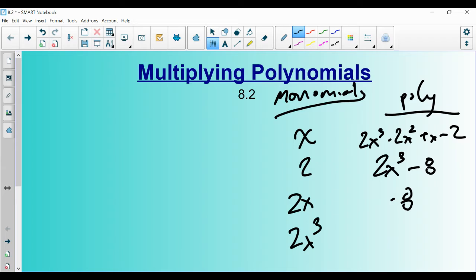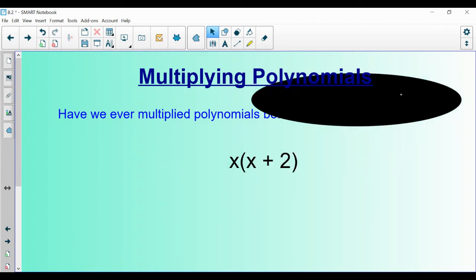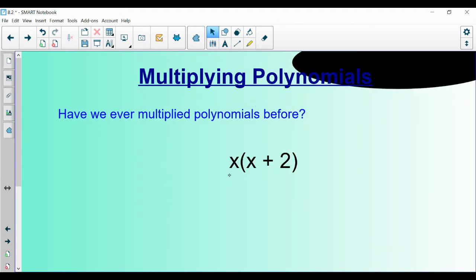So what are we doing today? We are multiplying a polynomial like this by another polynomial like this. We're going to keep it pretty basic in today's lecture, but that is the goal. So first question would be, have you guys ever multiplied polynomials before? And the answer to that is yes, you guys have. We've done so in a pretty basic form, and it has looked like this.